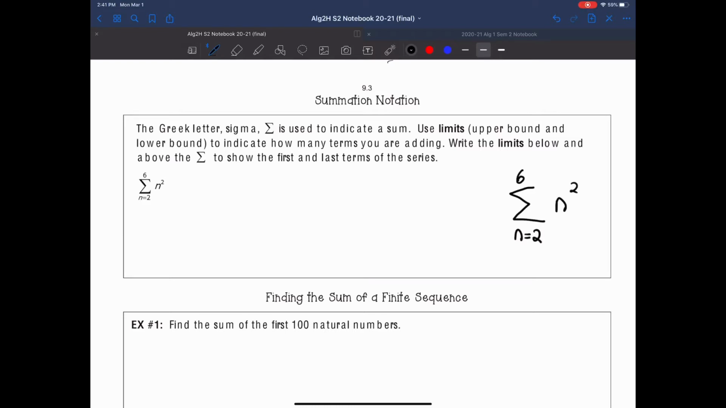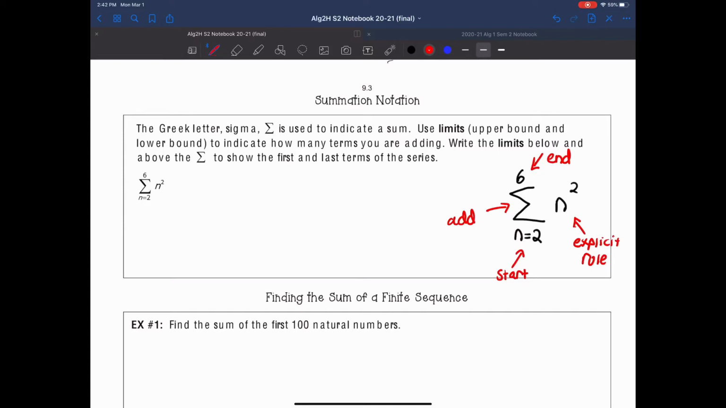Here is what each of these components are referring to. So as we said before, n equals 2, that's referring to your starting value. That's the first number that you're going to plug into the formula. Then on the top, we have a 6. That represents your ending number, or the last number that you're plugging into the formula. The sigma symbol itself is telling you, hey, I am adding all of the numbers in this series together. And then the n squared is referred to as your explicit rule. That's essentially the formula or the rule that you're plugging all of your integers into. So that is what everything represents.